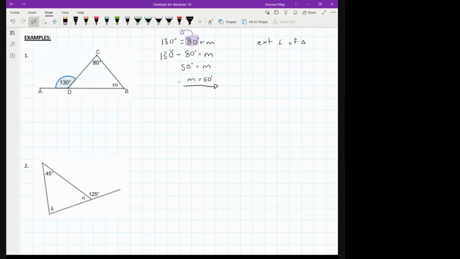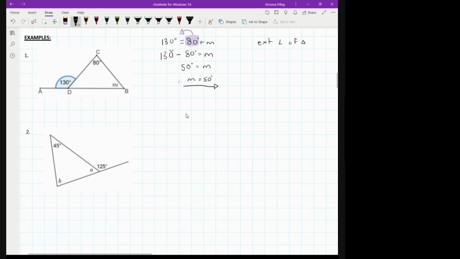Evening, ma'am. So for number two, we're going to say 125 degrees equals 45 degrees plus b. And the reason is exterior angle of a triangle. 100%.